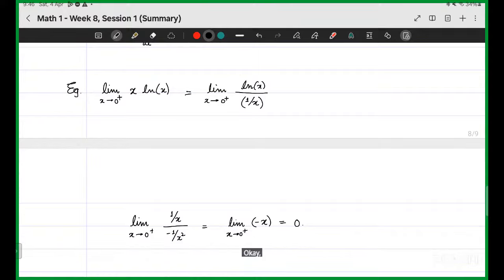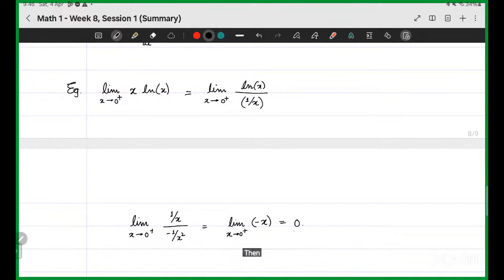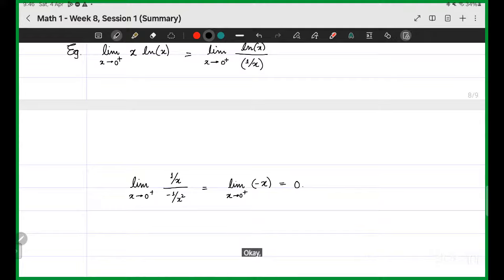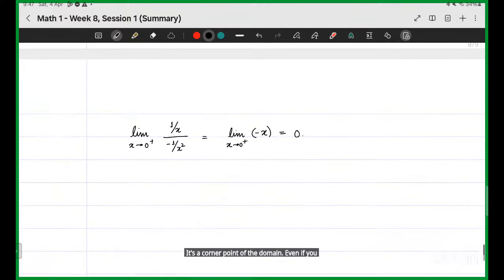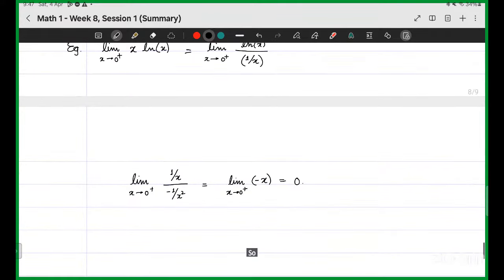Okay, sir. Right. So here there is no derivative because 0 is not in the domain here. Yes, 0 is not in the domain unless you want to define it as something like 0. Then you could, but then 0 is not in the interior of the domain. So differentiability at 0 doesn't make sense. It's a corner point of the domain, even if you define it as something specifically at 0.